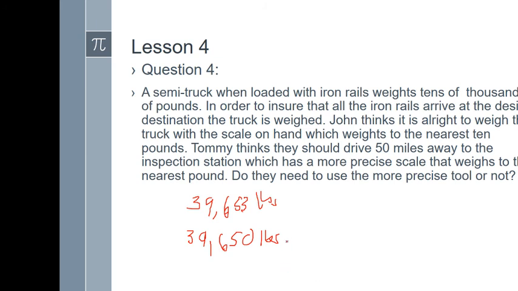All right, and to that I say no, it's not worth it, because we know that an iron rail weighs more than 3 pounds. So if one were to go missing, there'd be a much greater drop, probably a few thousand-pound drop, not a few pound drop. So there really is no reason to use the more precise tool in this example.